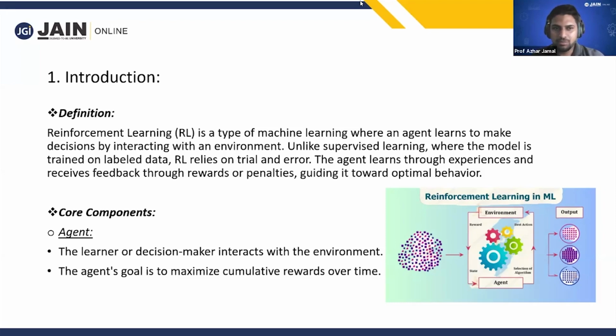Unlike supervised learning, where the model is trained on labeled data, you remember, I think we had discussed labeled data and unlabeled data in the previous sessions, where we covered all the kinds of learning and introduced reinforcement learning. But here we'll go in depth. Here we'll see the types and what exactly it is. So RL, reinforcement learning, relies on trial and error. The agent learns through experiences, receiving feedback through rewards or penalties, guiding it toward optimal behavior. Got it? Any question? Just on the definition.